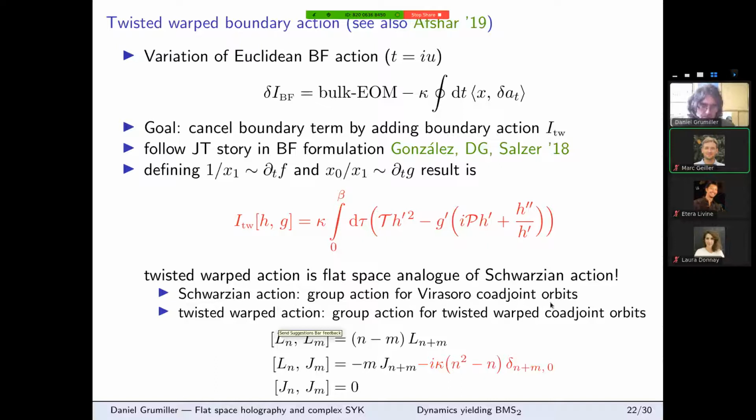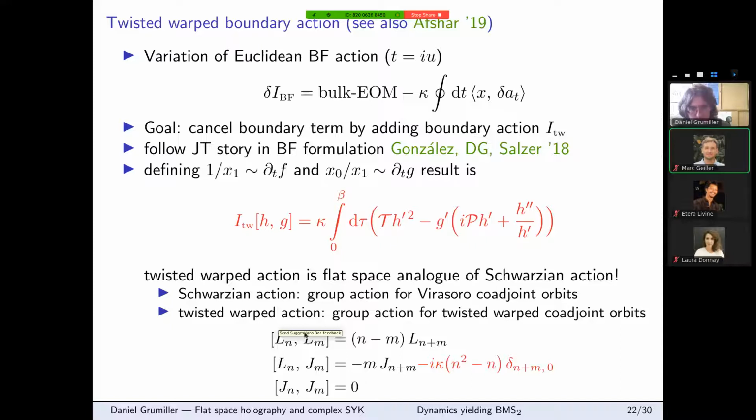So if you've never heard about this, I recommend you read this very nice paper by Alekseev and Shatashvili from the 80s, or more recent work on the SYK-JT correspondence, where these Virasoro coadjoint orbits are reviewed. And our action is the flat space analog, so it's the group action for twisted warped coadjoint orbits. Now, the algebra associated with these Virasoro coadjoint orbits is the Virasoro algebra. The algebra associated with these twisted warped coadjoint orbits is this algebra.